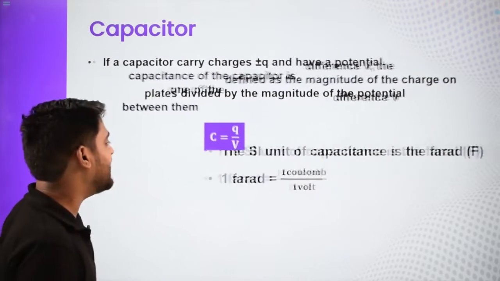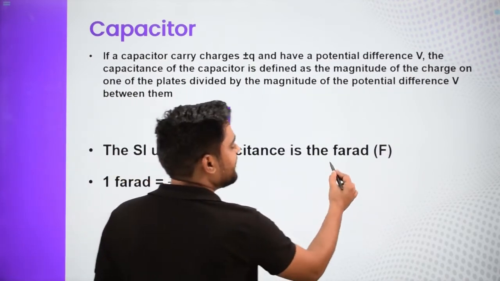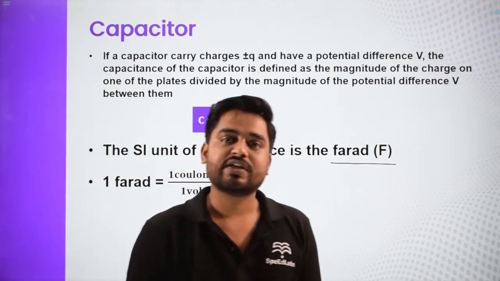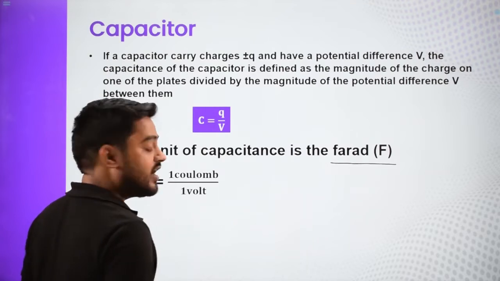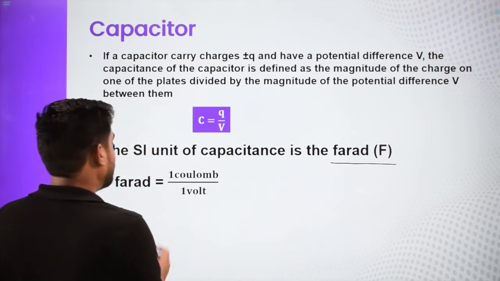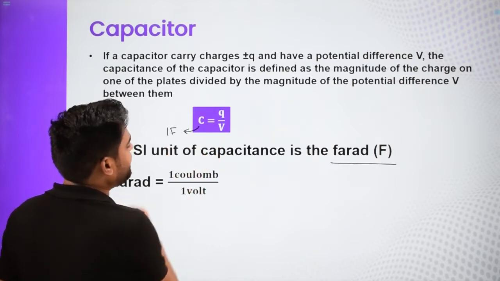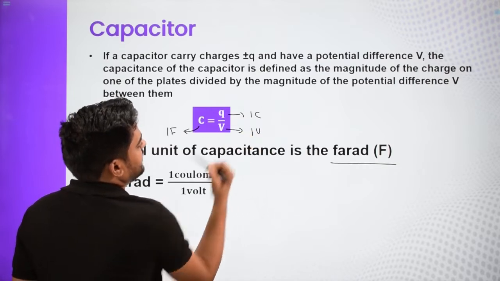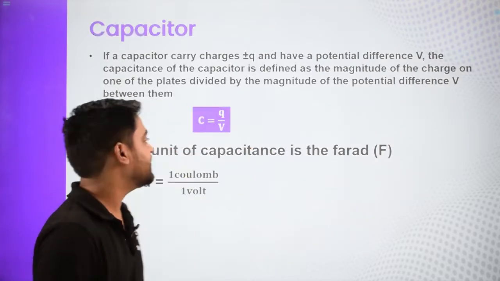Now next we have the SI unit. The SI unit of capacitance is farad, and generally what we use is microfarad. Micro is 10 raised to minus 6, so 1 microfarad is 10 raised to power minus 6 farad. And what is 1 farad equal to? It is 1 farad if this is 1 coulomb and this is 1 volt. So basically 1 farad is 1 coulomb per volt. That is what our farad is.